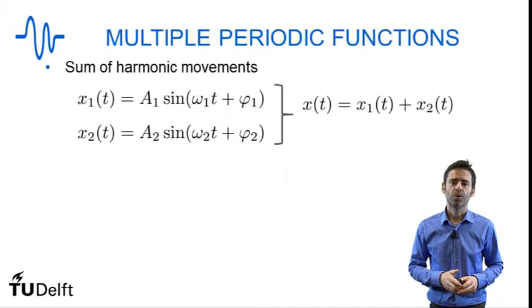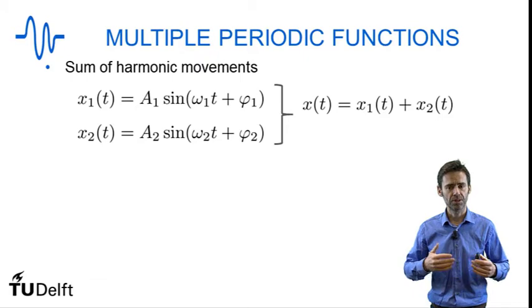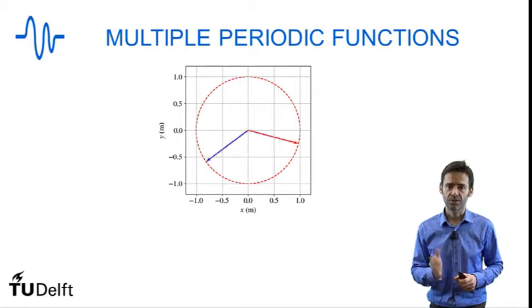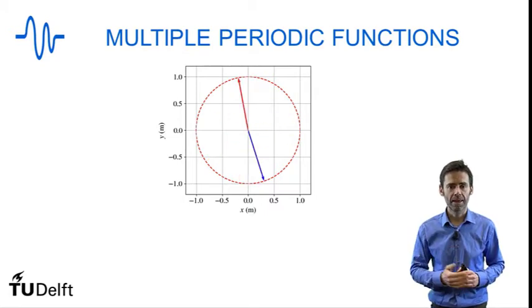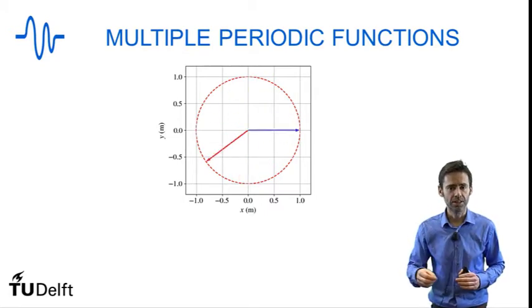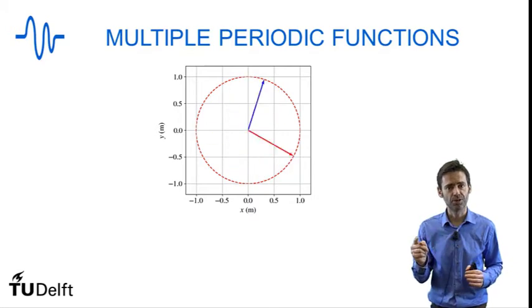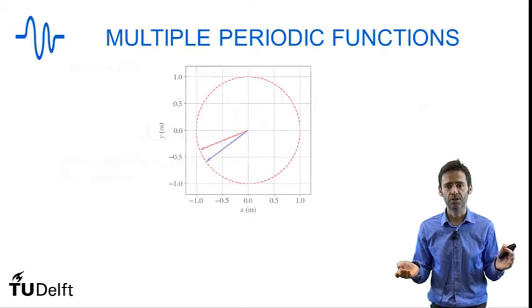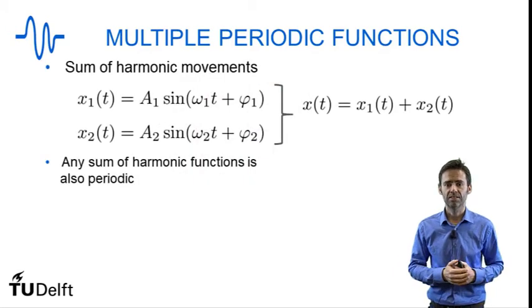Now, what happens if we add multiple periodic functions together? What happens if we take the sum of two harmonic movements? Well, it's not clear a priori what it is. But if we look at this graph, we will see that one vector starts to move, and then the other vector starts to move as well, and at a certain point it catches up with the first vector. That means that this pattern will repeat itself over time. So the sum of two harmonic functions is also periodic.